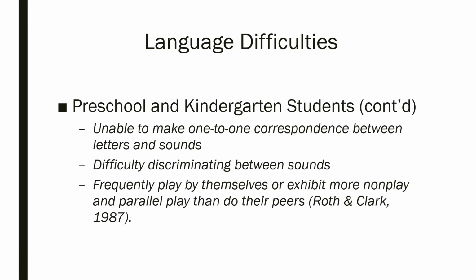They also might be unable to make one-to-one correspondence between letters and sounds. So like I was saying earlier, they may not get that A is for apple, that ah sound. They might not be able to discriminate between sounds well, or they may spend a lot of time independently and not spend as much time with their peers.